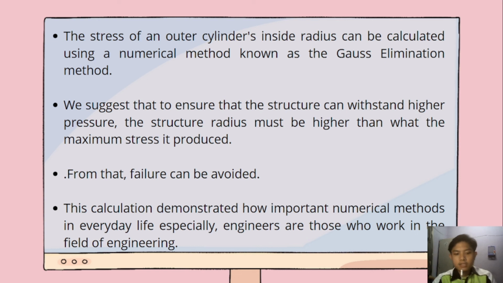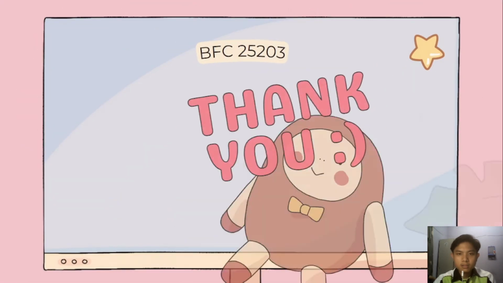After the calculation, we suggest that to ensure the structure can withstand higher pressure, the structure's radius must be higher than what the maximum stress provides. From that, failure can be avoided. Finally, this calculation demonstrated how important numerical methods are in everyday life, especially to engineers and those who work in the field of engineering. Thank you.